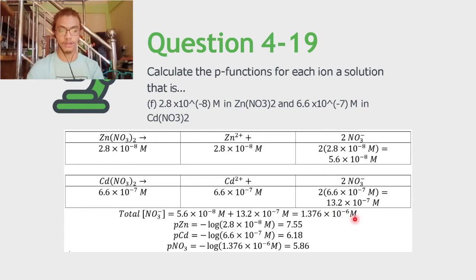Now that we have the concentration of the ions, we can compute for their P functions. For the zinc ions, it is the negative log of 2.8 times 10 raised to negative 8, which is 7.55. For the P function of the cadmium ions, we have the negative log of 6.6 times 10 raised to negative 7, which is 6.18. And lastly, for the P function of the nitrate ions, we have the negative log of 1.376 times 10 raised to negative 6, which is 5.86.